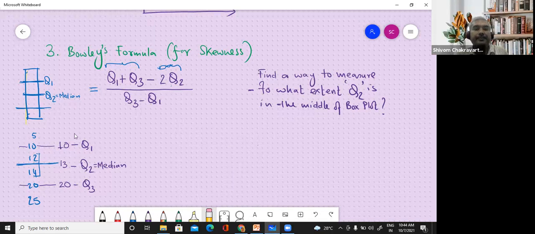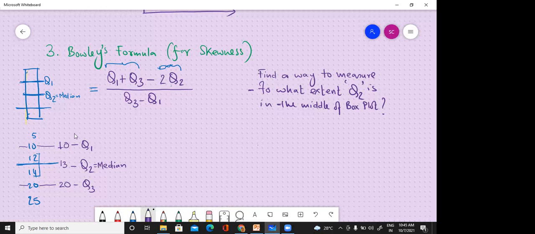Okay. So deliberately we have not discussed the group data initially till now. Yes. So this quartiles, how to find quartiles, you understood?